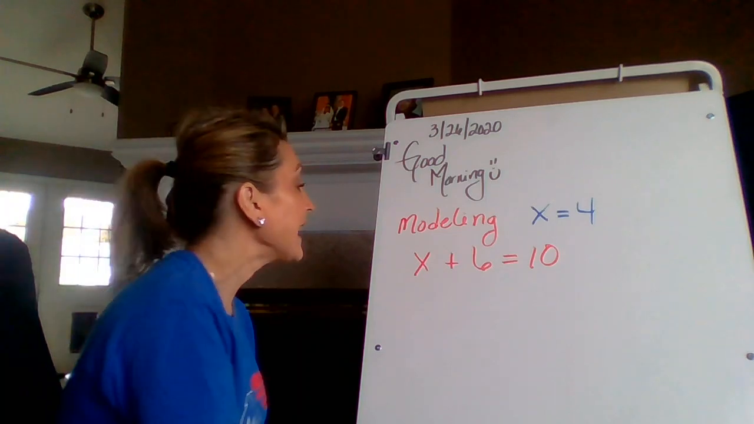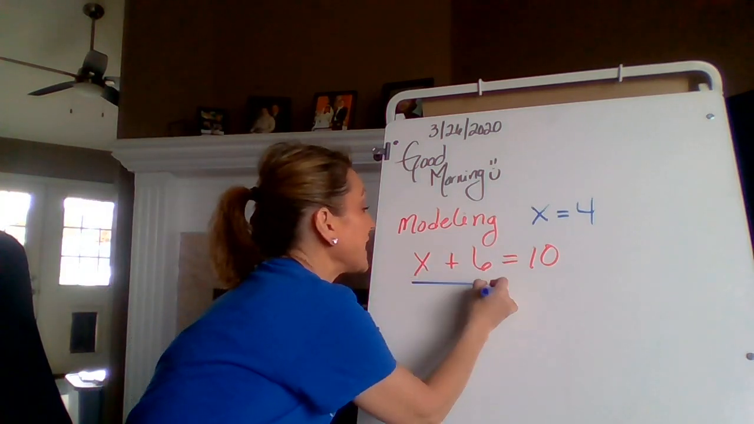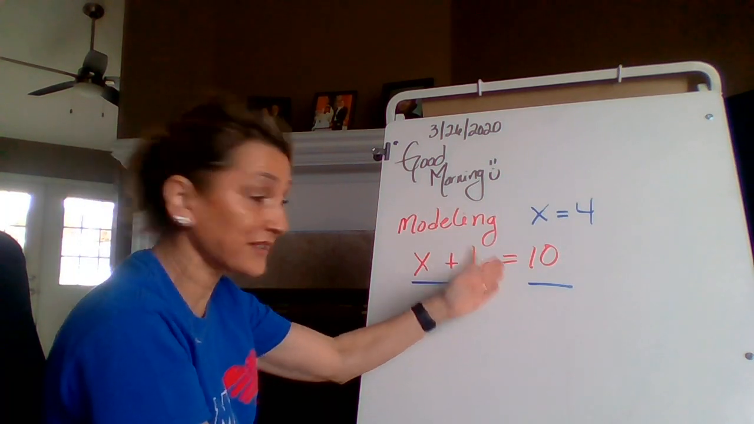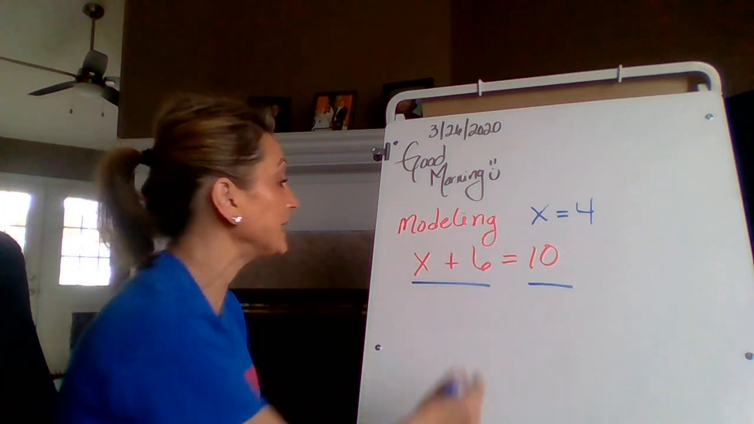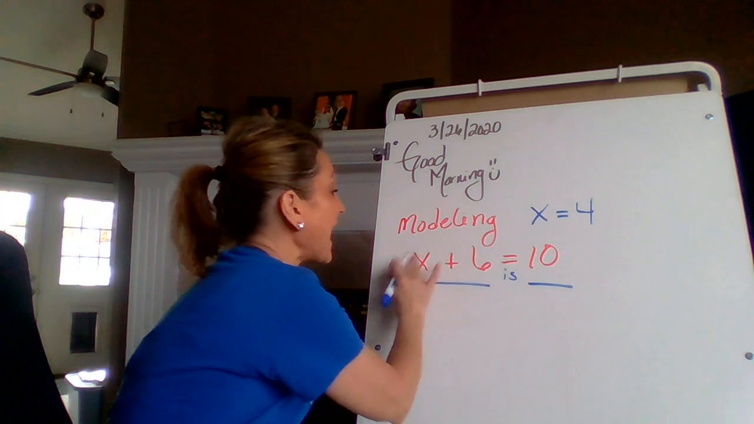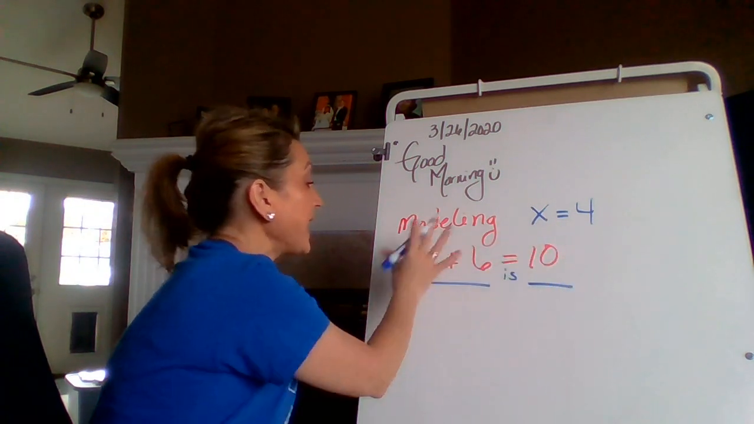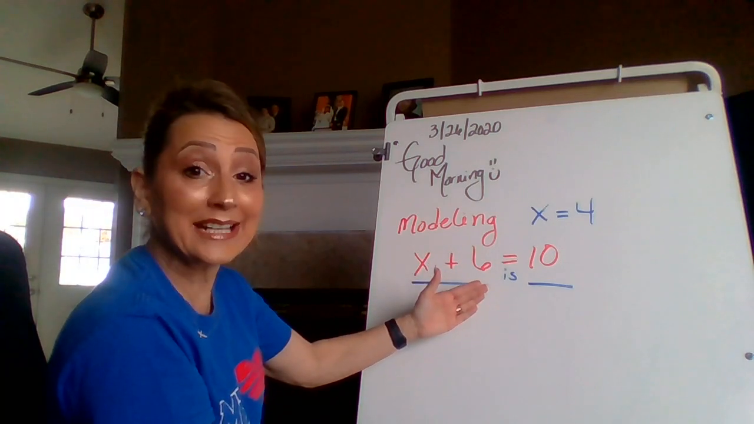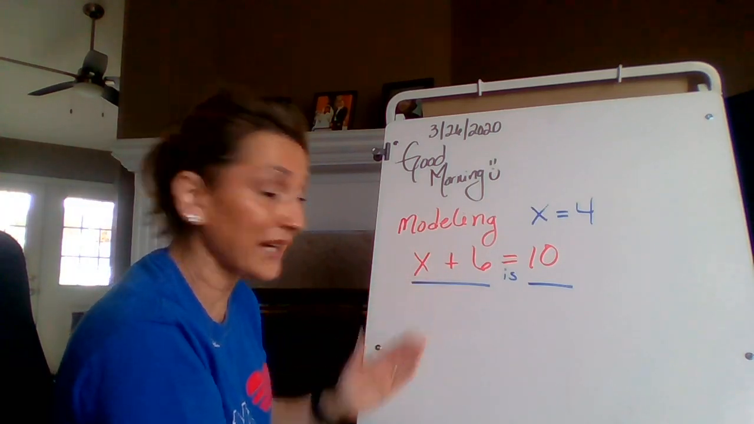So for modeling, we know that in an equation it says that my left-hand side is the same as my right-hand side. They are equivalent. That's what that equal sign means, as in the word "is." x plus 6 is 10. Now I just need to figure out what x is. I know the 6, but I need to find out what x is.